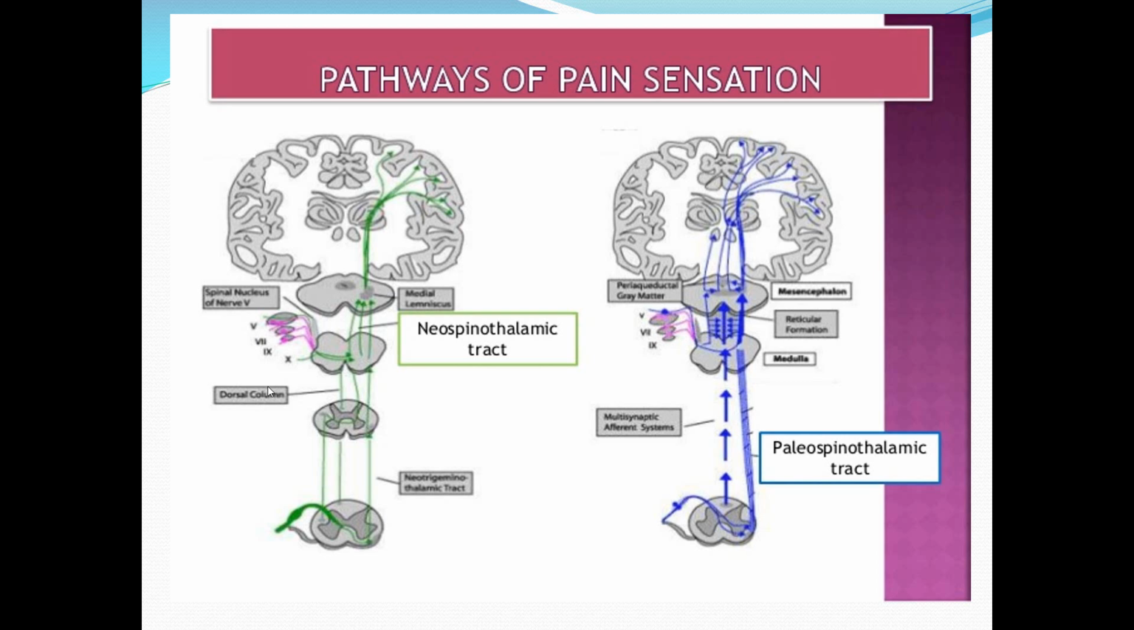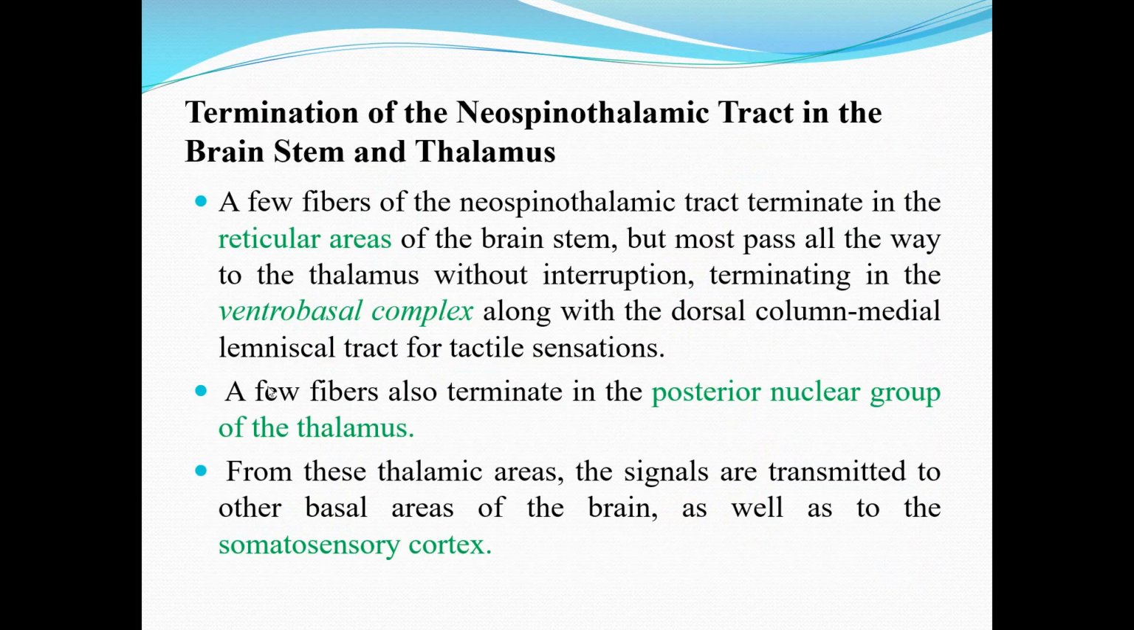Then we have the paleospinothalamic tract. Now what is this? A few fibers of the neospinothalamic tract terminate in the reticular areas of the brainstem, but most pass all the way to the thalamus, especially through the ventrobasal complex of the thalamus, along with the dorsal column medial lemniscal tract for tactile sensations. A few fibers terminate in the posterior nucleus area of the thalamus, and from these thalamic areas the signals are transmitted to the other basal areas of the brain as well as to the somatosensory cortex.